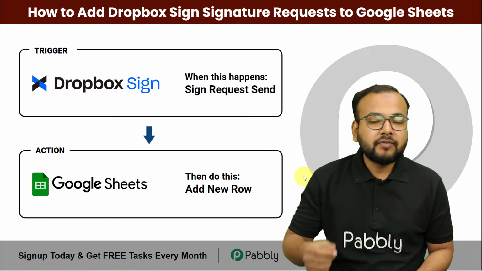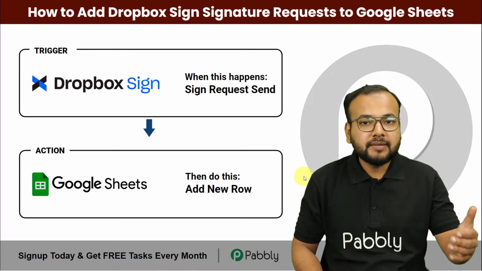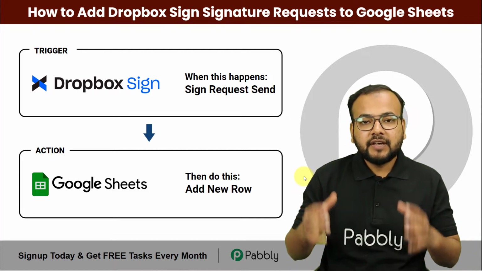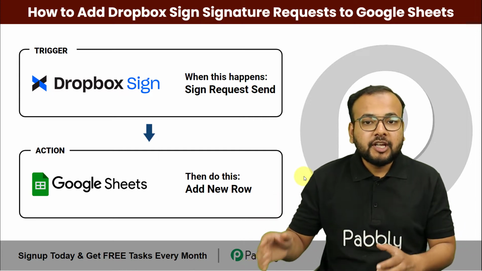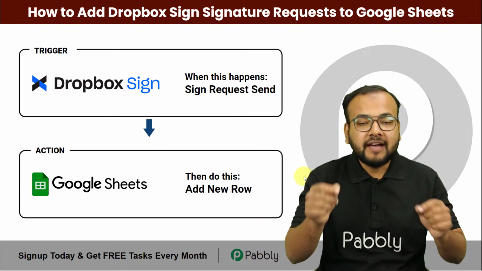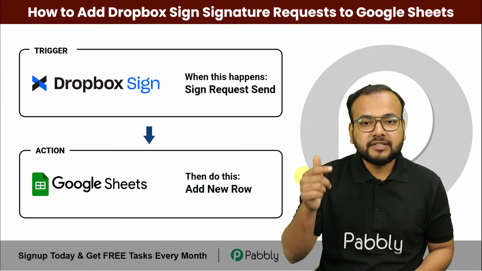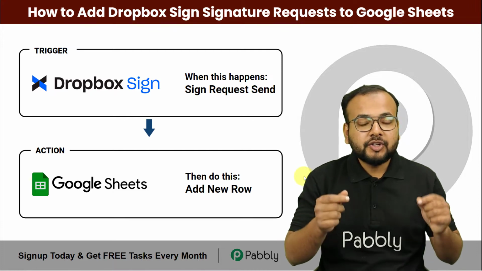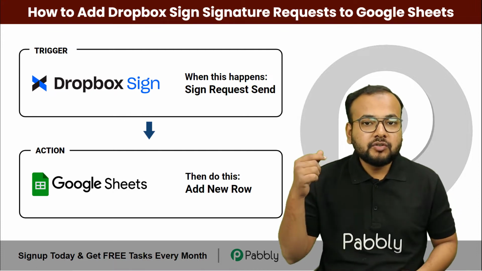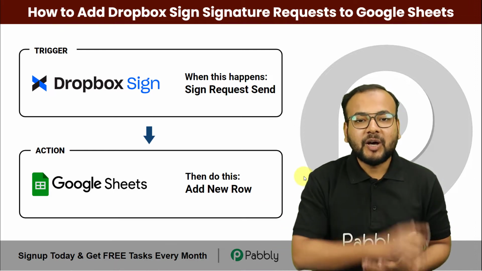If you're sending documents on a regular basis to many people to get them signed, and you want to save the details of those people and the documents in a separate spreadsheet, you don't have to do it manually, because we have this automation for you. Here you just have to connect Dropbox Sign and Google Sheets inside the automation workflow, and you will set up this automation without any coding very easily. Let me show you how.